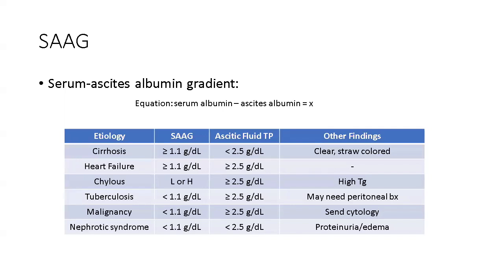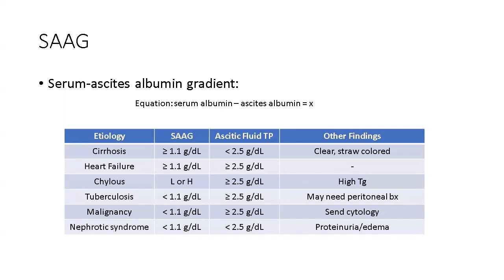Other things that cause a lot of irritation, where you're secreting proteins into the fluid, malignancy and infection being our big ones, are going to have a high protein content, and so your difference is going to be smaller. And so low SAG, think infection and peritoneal irritation. High SAG is portal hypertension.